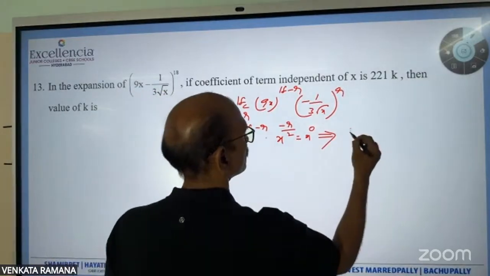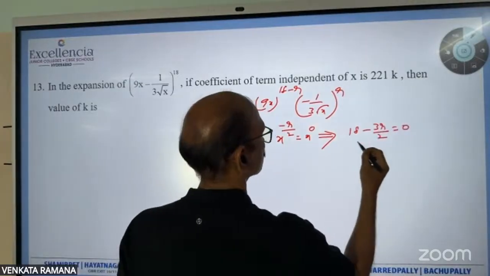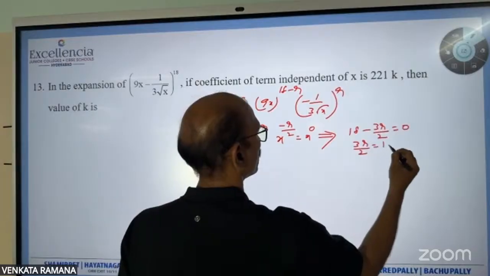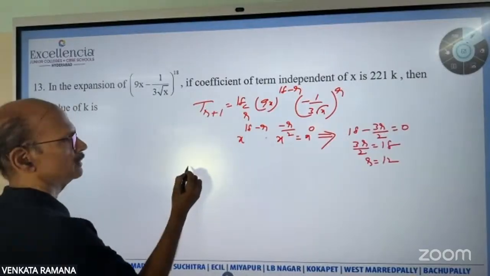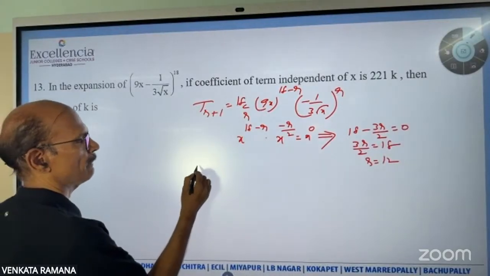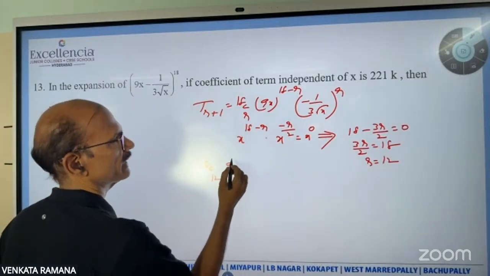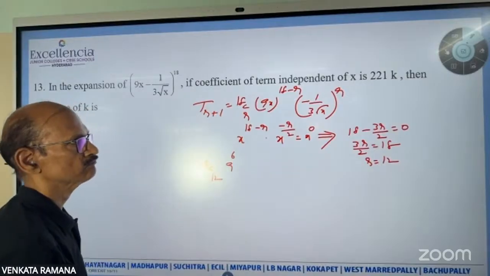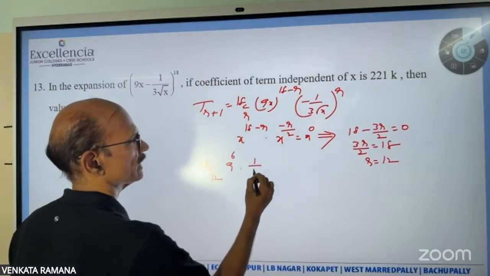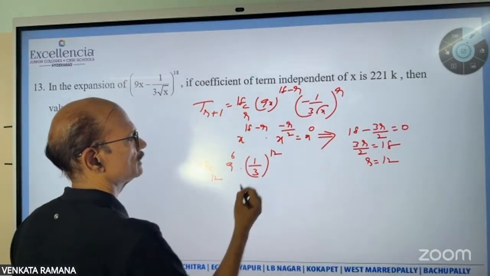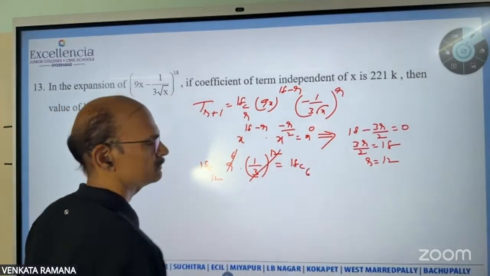Therefore, 18 minus 3r by 2 is equal to 0. So 3r by 2 is equal to 18. Therefore, r is equal to 12. So the independent term is equal to 18C12, 9 to the power of 18 minus 12, which is 6. Minus, of course, it becomes plus only. So it is equal to 1 by 3 to the power of 12. So 9 to the power of 6 is 3 to the power of 12. This one is cancelled. It is nothing but 18C6 now.